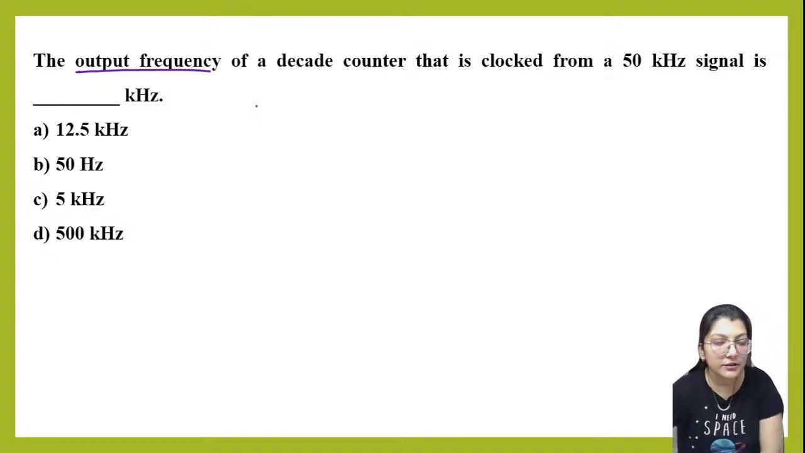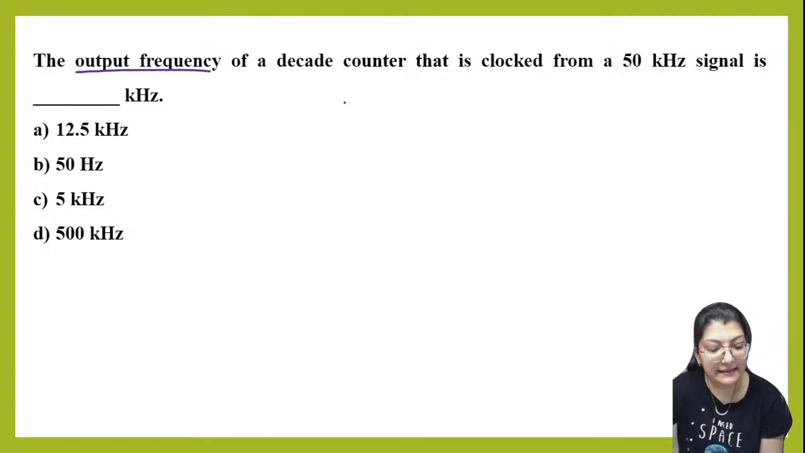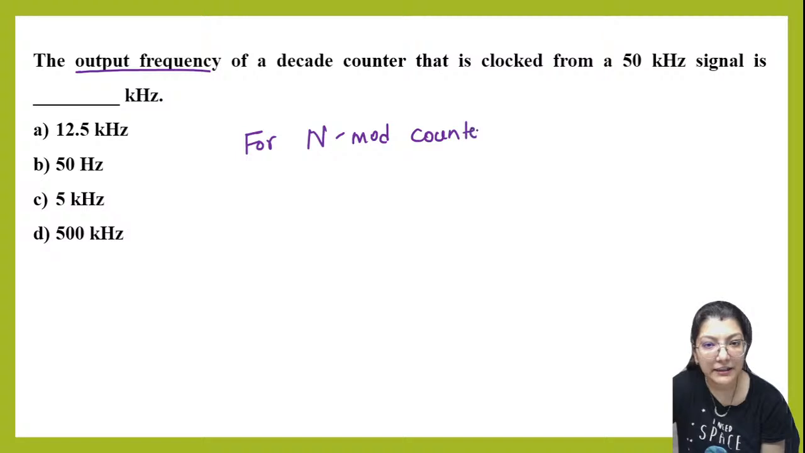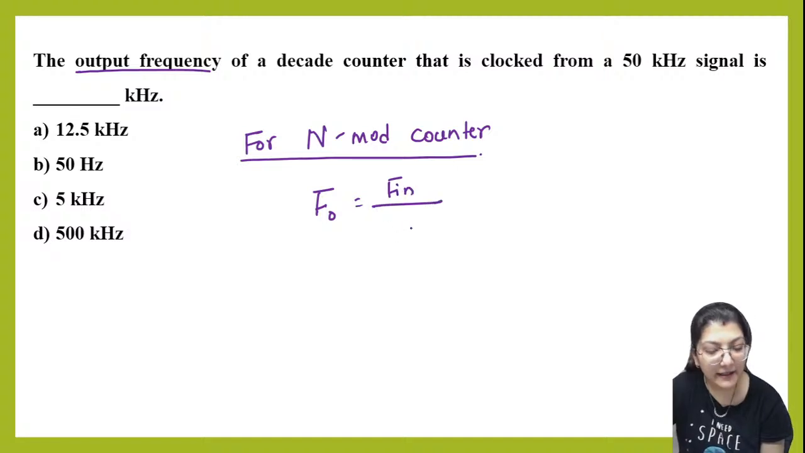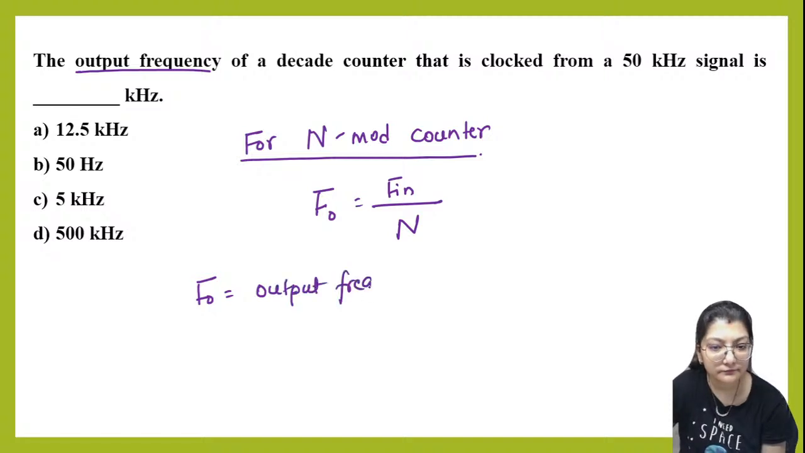So we have a formula for this. Okay, what is the formula? It says that for an n mod counter, if we're dealing with a counter, f0 is equal to f in divided by n. So f0 is your output frequency, f in is your input frequency, and n is your mod n counter.